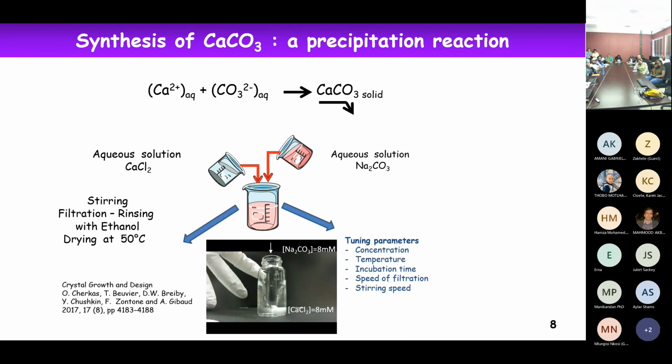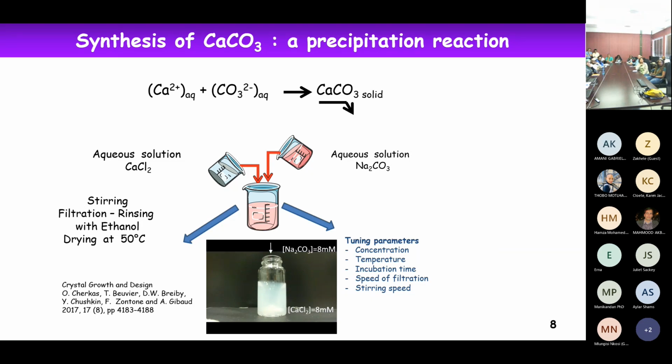You take calcium ions, for instance calcium chloride. You take some carbonate ions, sodium carbonate, you mix the two, and then you will see immediately that you get a precipitate. So I need to start the movie here. It is a reaction in solution, and you observe a precipitation of the calcium carbonate.